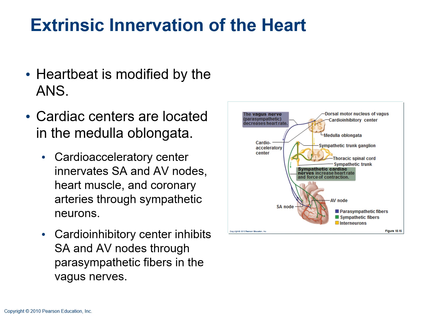Oppositely, there is a cardioinhibitory center that inhibits the sinoatrial or atrioventricular nodes through parasympathetic fibers within the vagus nerves. And remember, the parasympathetic is the rest and digest part.